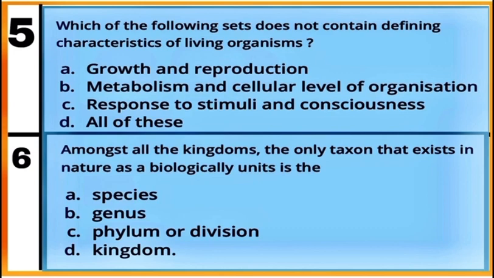Question 6. Amongst all the kingdoms, the only taxon that exists in nature as a biological unit is the species. Individuals belonging to one species show fundamental similarities and can interbreed among themselves. So here mark A as the correct answer.